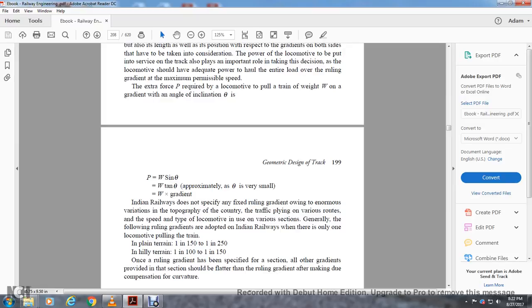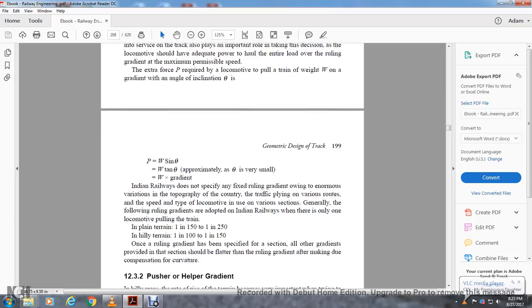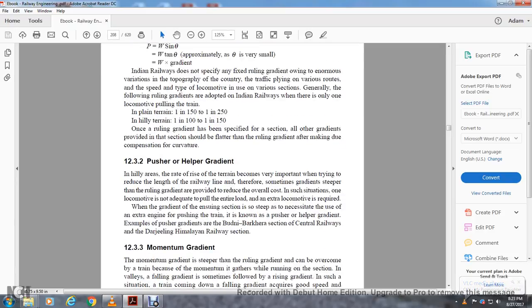Gradually, following ruling gradients were adopted on Indian Railways, where there is only one locomotive pulling the train. In plain terrain it is 1 in 150, 1 in 200 and 1 in 250. In hilly terrain it is 1 in 100, 1 in 150. Only the ruling gradient is specified for a section. All the other gradients provided in the section should be flatter than the ruling gradient, after making due compensation for the curvature.